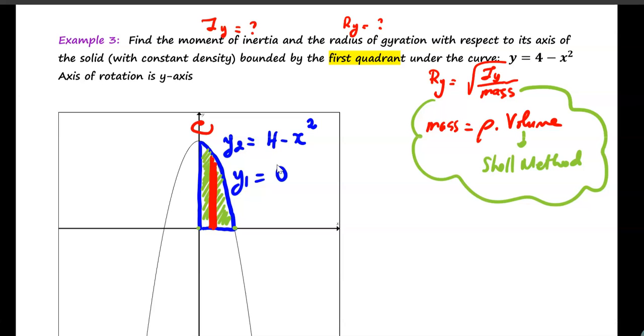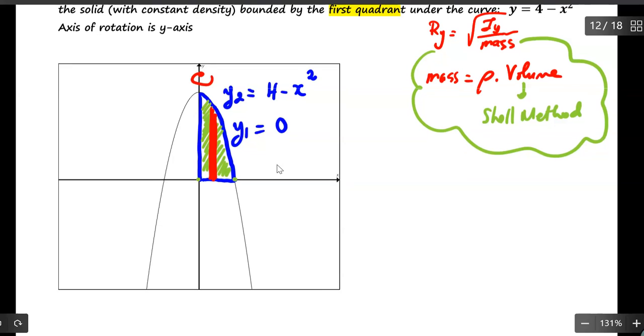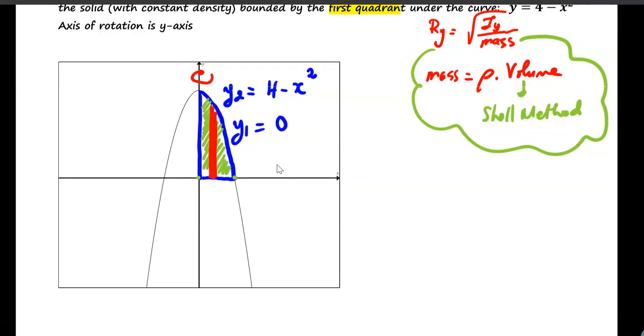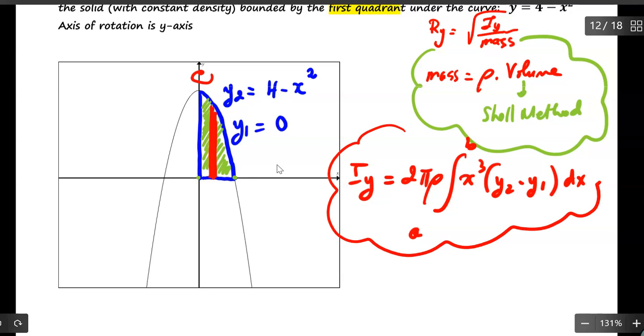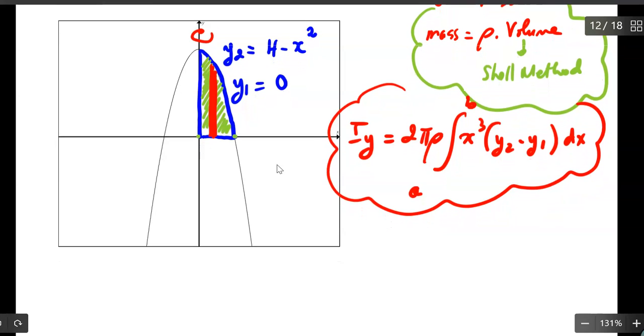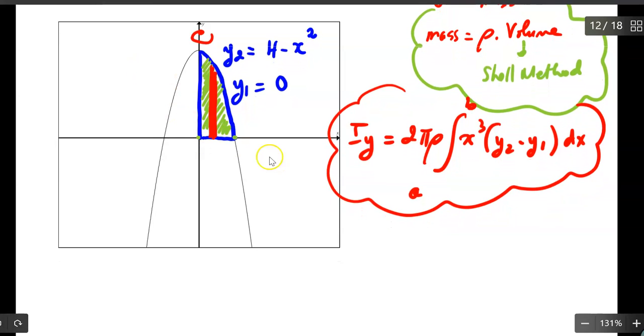Alright, okay. So the next step is to write down the formula that we have to work with. I'm working with Iy equal to 2 pi rho and the integral from a to b of x cubed times (y2 minus y1), and we figured out our upper and lower function already. So the next step is to find the a and the b.